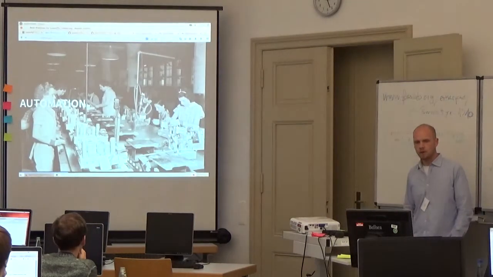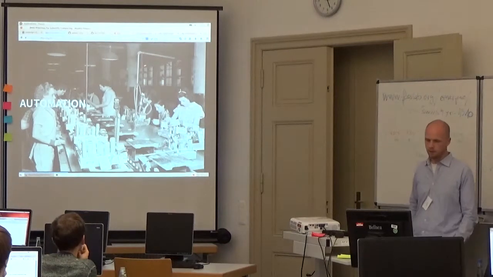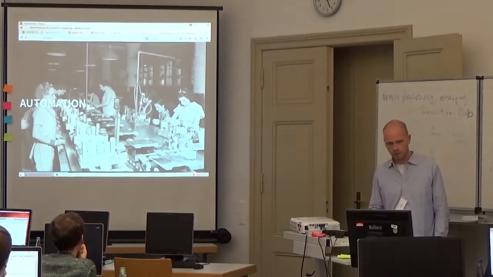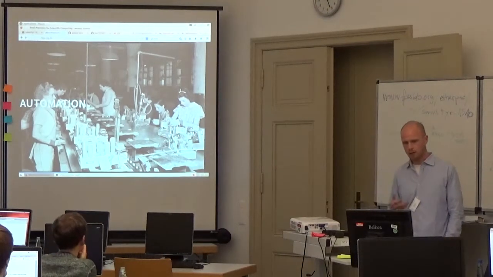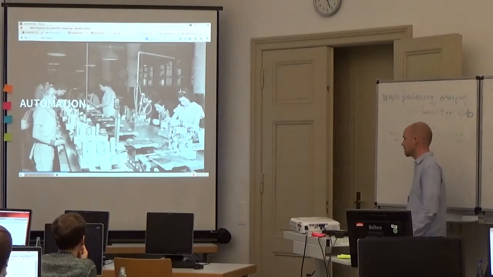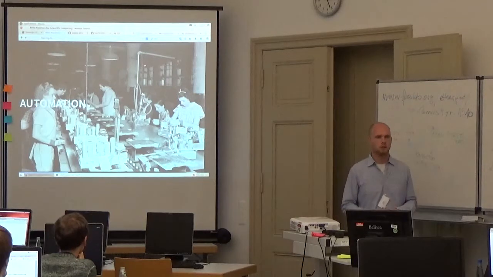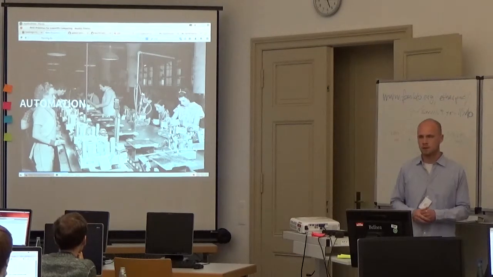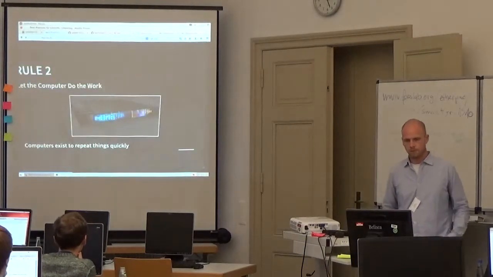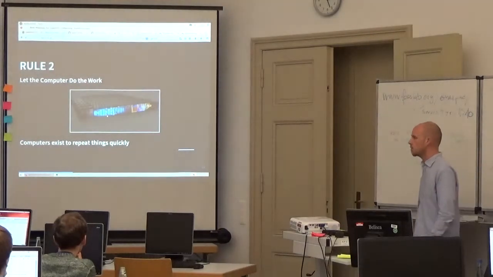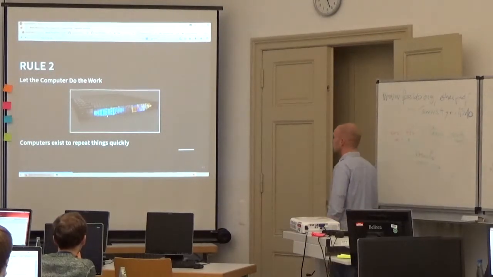Okay, so let's have a look at automation. This is an assembly line. In the 40s, they were assembling radios back then, and it's trying to symbolize to you the notion that a computer is there to help you automate things. That's what it was invented for. Okay? And prime rule, let the computer do the work.